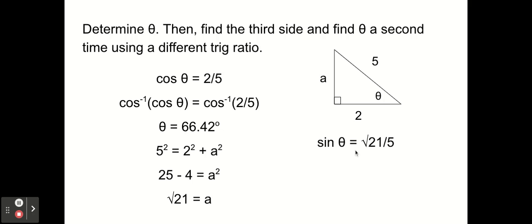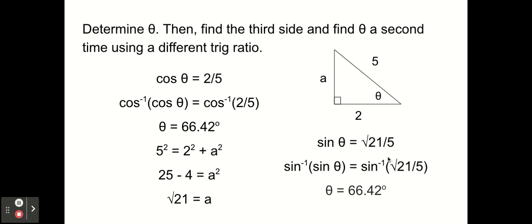And now I have this wonderful trig equation. Let's inverse both sides. So I'll get inverse sine of sine, and we know that'll be theta. And then I'll get inverse sine of root 21 divided by 5. And then this will be a calculator, and you'll see that I'll get theta equals 66.42. Okay, so I just kind of checked this to make sure it was correct.